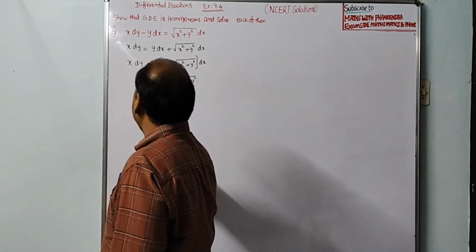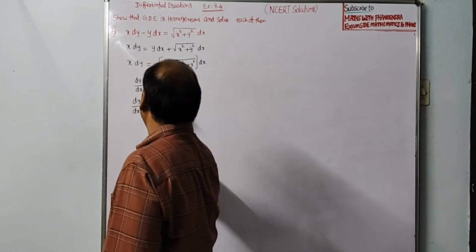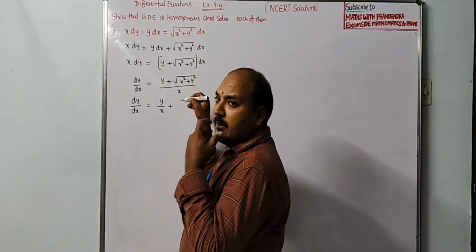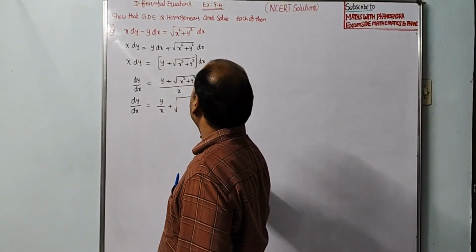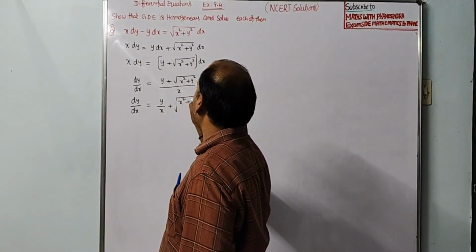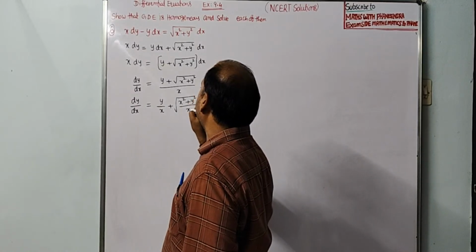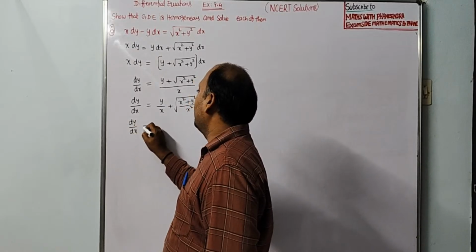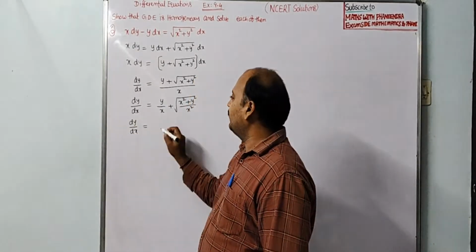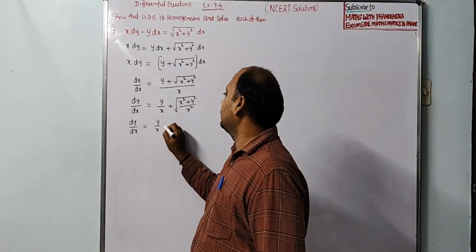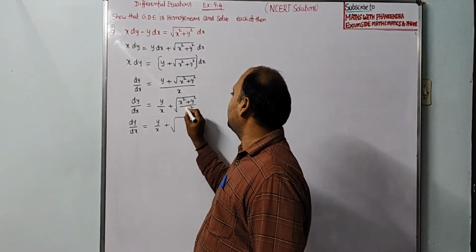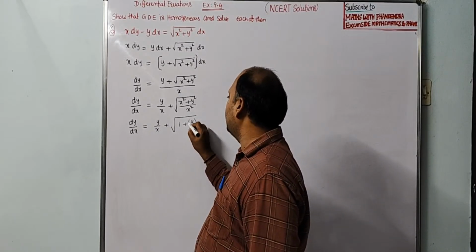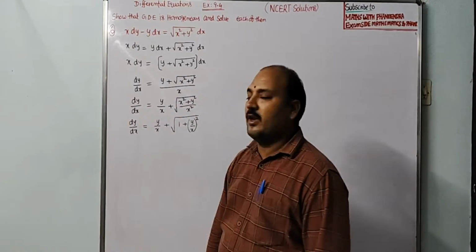dy by dx is equal to y by x plus, we also bring this x inside the square root. It becomes x square plus y square divided by x square. Still we need to simplify. dy by dx equals y by x plus root of x square by x square, which is 1, plus y square by x square, which we can write as y by x whole square.